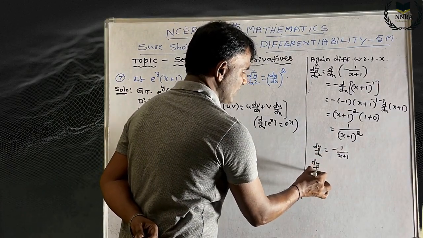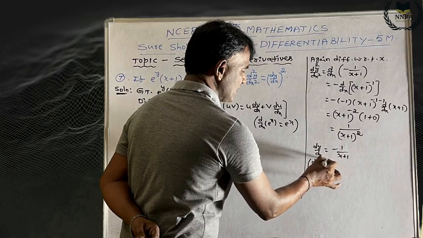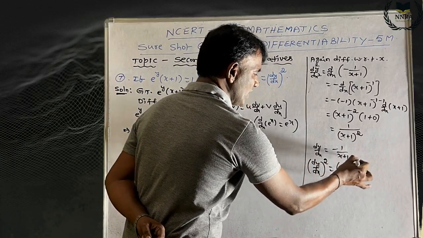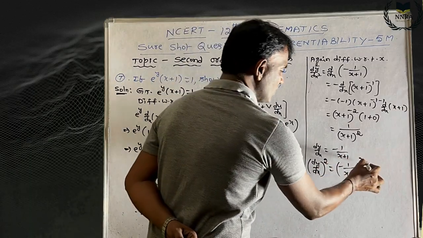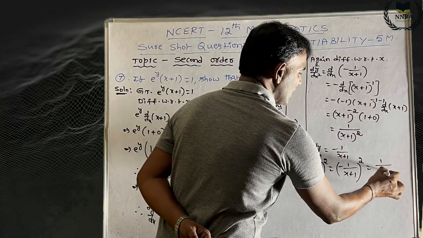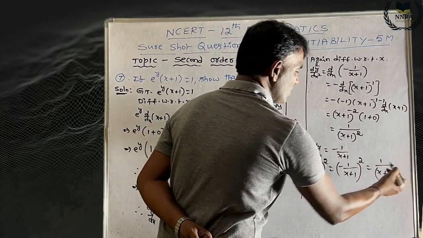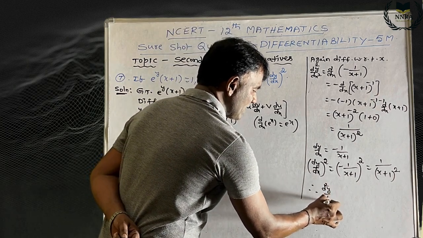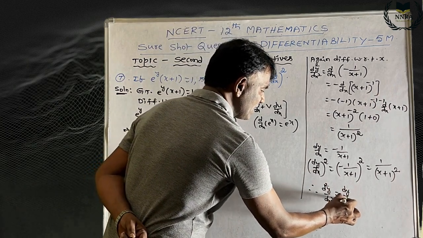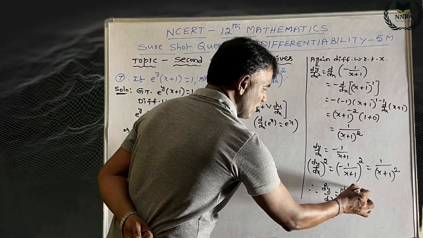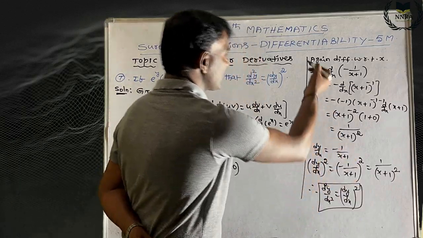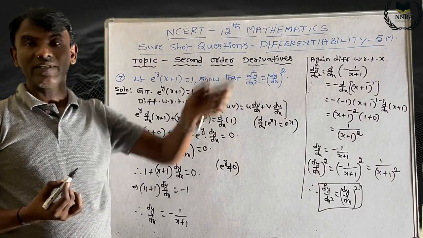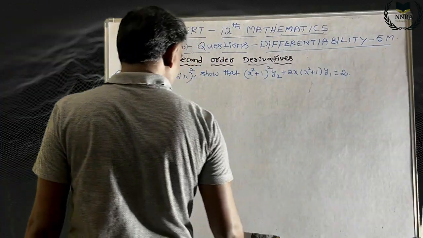Now squaring on both sides, how do we write it? Minus 1 by x plus 1 whole square, right? So minus 1 whole square is plus, so 1 by x plus 1 whole square. Now what is the final conclusion? d square y by dx square equals dy by dx whole power 2. So this is the required value. Clear? d square y by dx square equals dy by dx whole square. This is the last question.